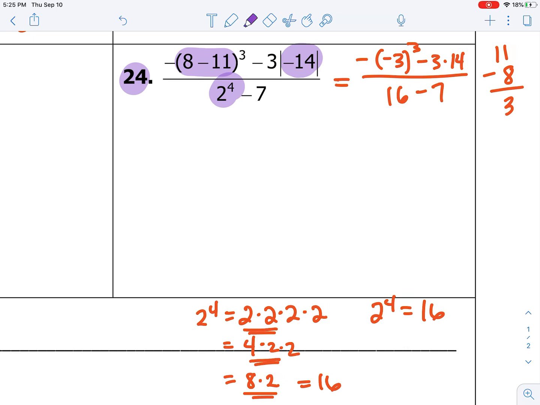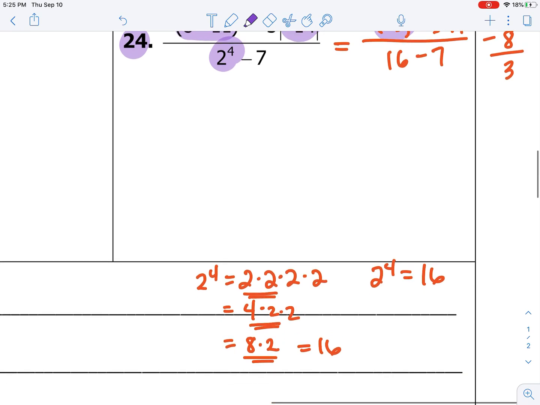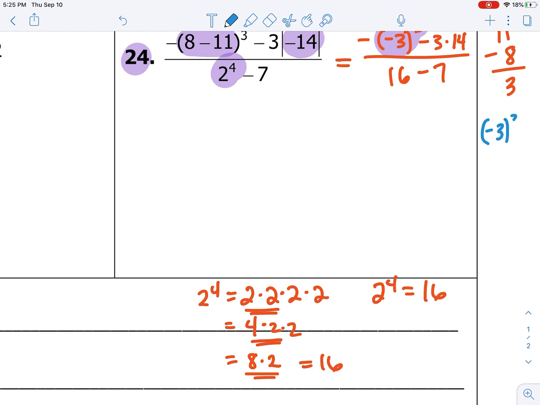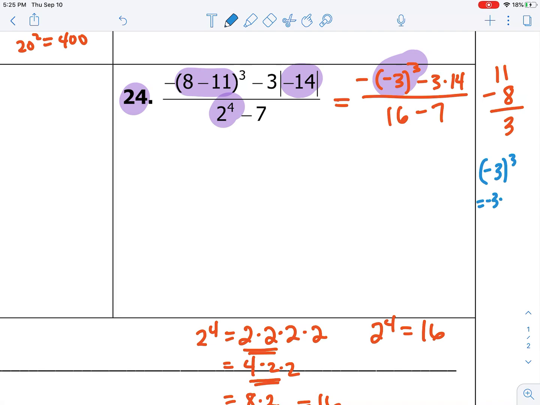Okay, we're ready to go back to the numerator. We're looking at the exponent because that is the next thing we need to do in the numerator. We have negative 3 raised to the 3rd. So I have negative 3 raised to the 3rd. That means I'm multiplying negative 3 times itself how many times? 3 times. So again, from left to right, negative 3 times negative 3. A negative times a negative is positive. Negative 3 times negative 3 is positive 9. And then I bring down this negative 3. 9 times negative 3 is negative 27. So I replace negative 3 to the 3rd with negative 27.